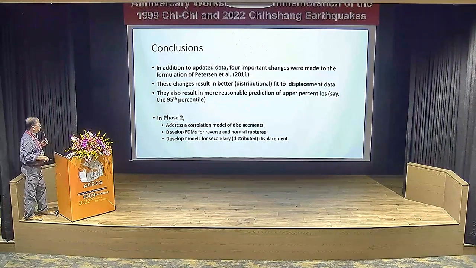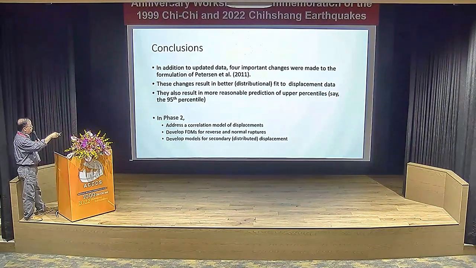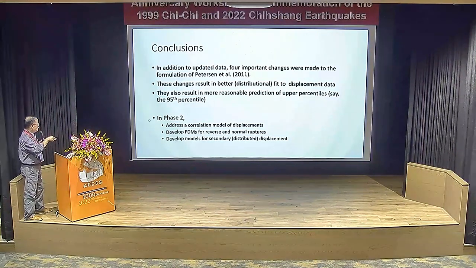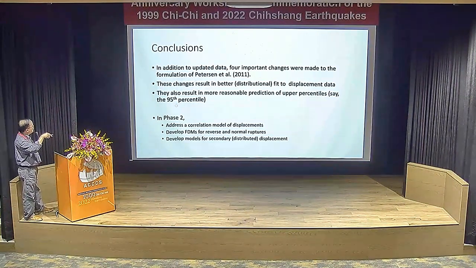So in conclusion, in addition to a beta and a larger data set, we have implemented four important changes to the formulation of Peterson et al. These changes result in a better fit, in the sense of distribution, to the displacement data. They also result in a more reasonable prediction of the upper percentile, say the 95th percentile. So that's the work for phase 1.